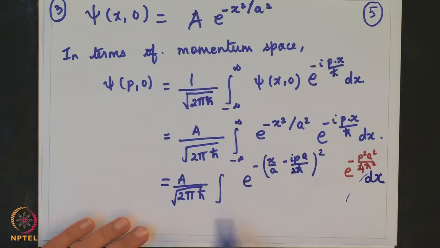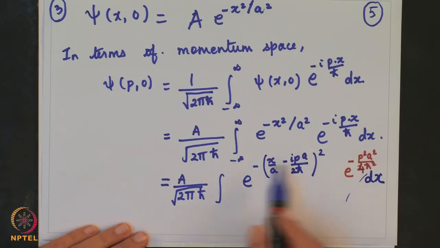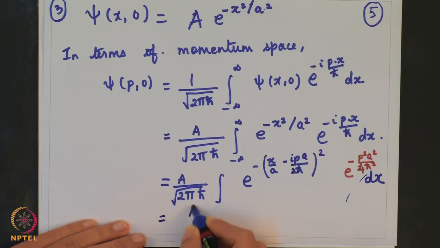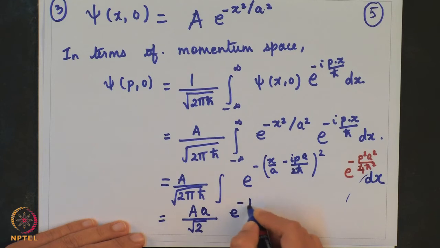Now, you have to integrate this and you obtain the final result as a, this factor of a comes from the integrand, and a factor of 2 and square root of 2 pi h, and the other term would get cancelled.